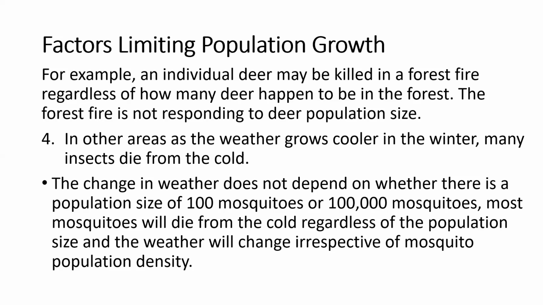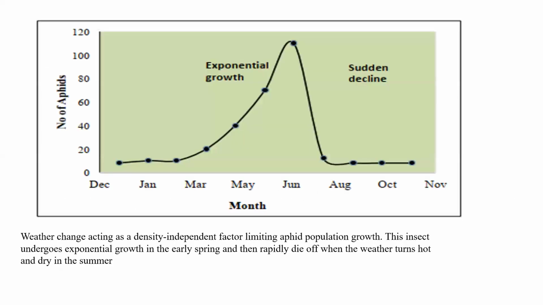So if you switch on your AC in your room, whether the population of mosquitoes there is two mosquitoes or 100 mosquitoes, they will die off. So that's how there are some factors that limit population growth regardless of the population density. All right.